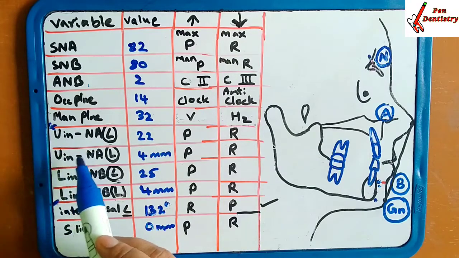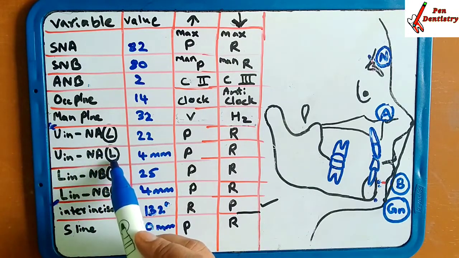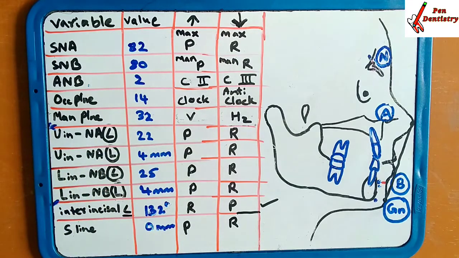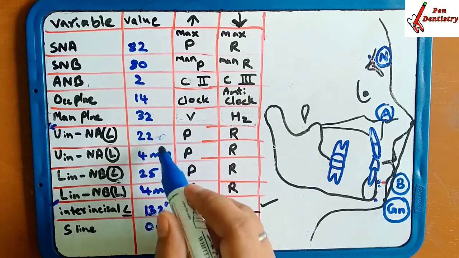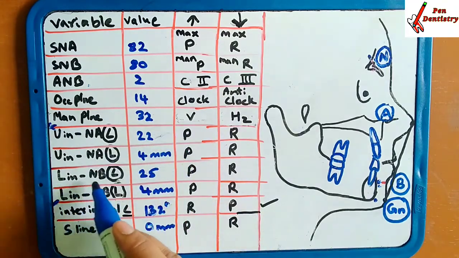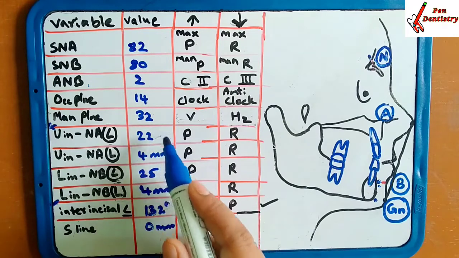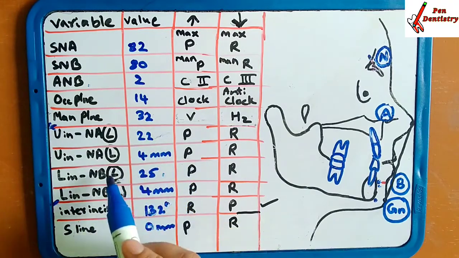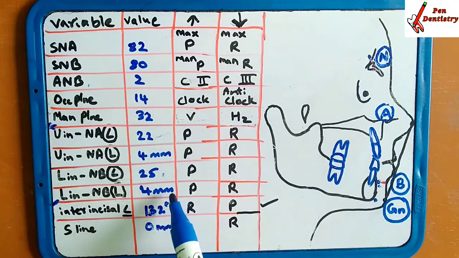Upper incisor, angle and linear line. The angle is 22 for the upper incisor and 25 for the lower incisor. Above is 22, lower is 25. And the linear line is 4 mm, 4 mm. In these four, proclination will be there when the angle is increased, and retroclination will be seen when the angle is decreased. In the interincisal angle, as you know, 132 is the mean value.